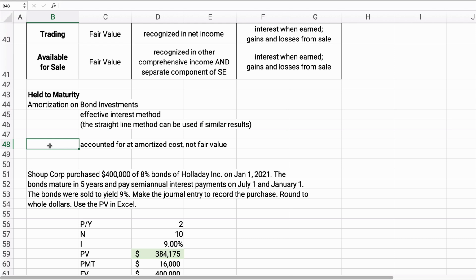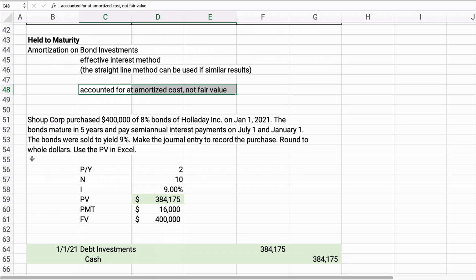You can use the effective interest method. That's kind of the preferred. But they say the straight line method can be used if there's similar results. Now, because there's probably not a big difference, and we'll show you how this works. There's probably not a big difference between the amortization with the effective interest or the straight line method, so you might have problems that deal with either one. So it's accounted for, remember, at amortized cost, not at fair value.